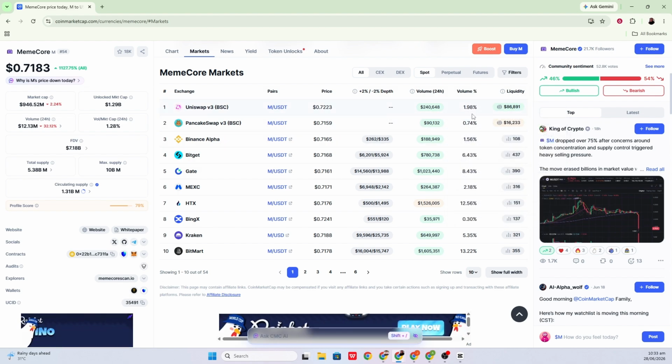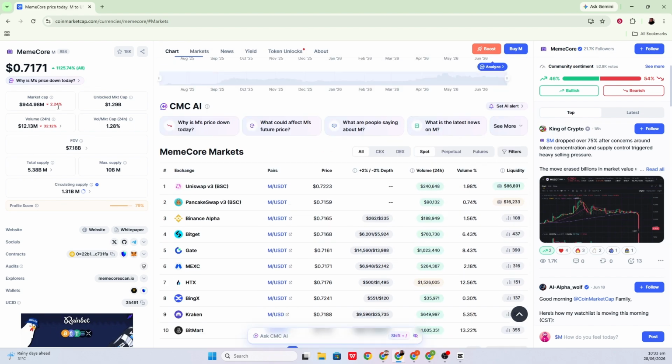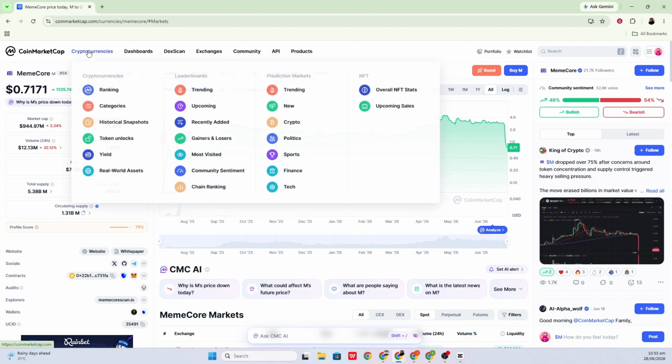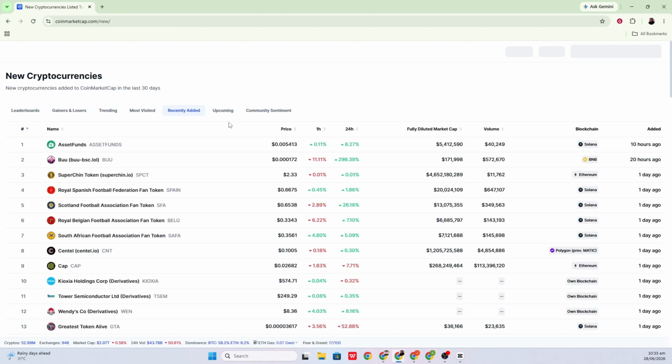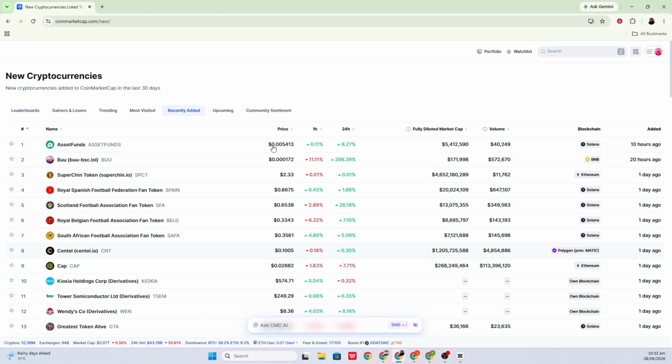To find newly added opportunities, move to the Cryptocurrencies menu and select Recently Added. Review the newly listed coins and check their hourly trading volume. Monitor whether the volume stays consistent or increases during the first 24 to 48 hours after the listing.